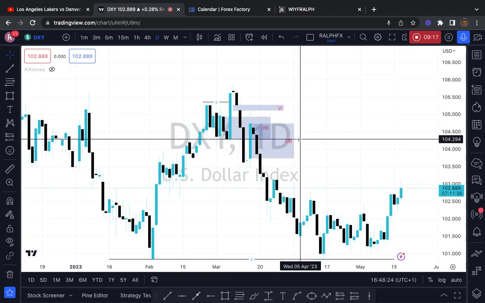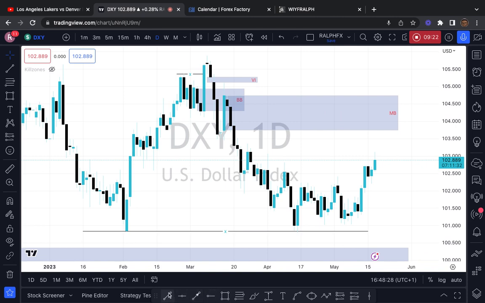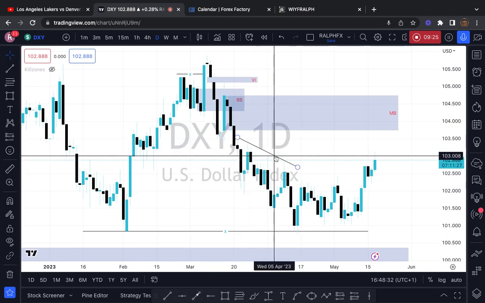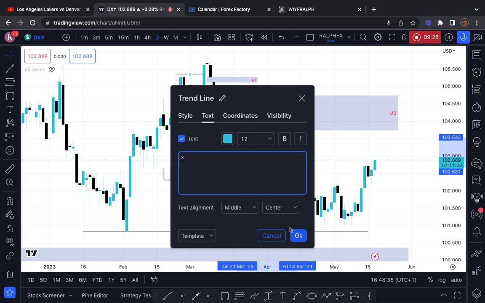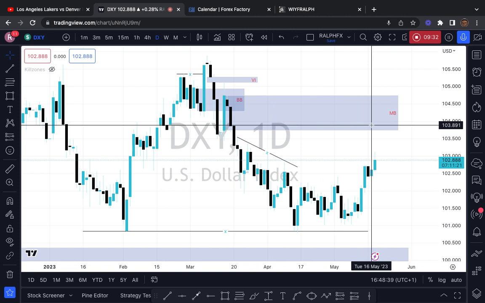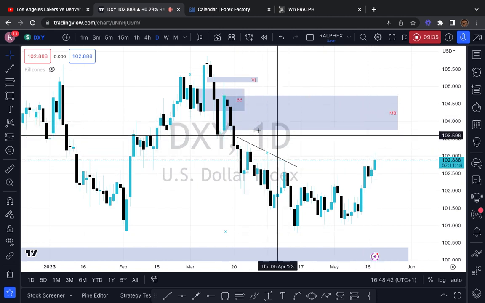And we can be targeting this mitigation block, right? What do we also see here? We have trend line liquidity right here, right? We have trend line liquidity here. So price could keep moving to the upside. We have a lot to move to the upside until we get into the mitigation block, right?